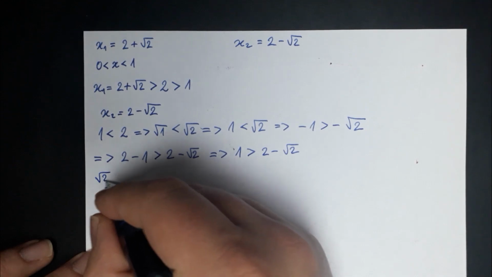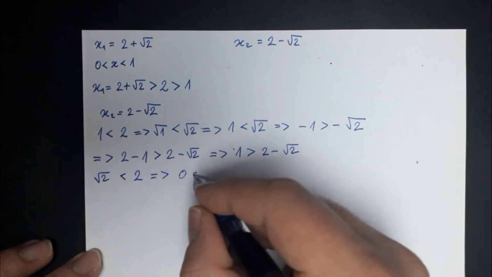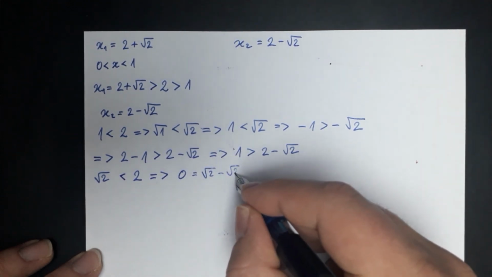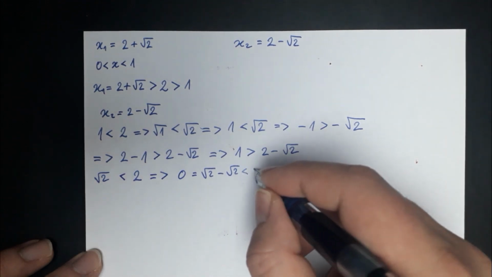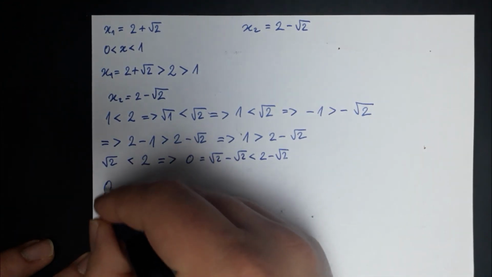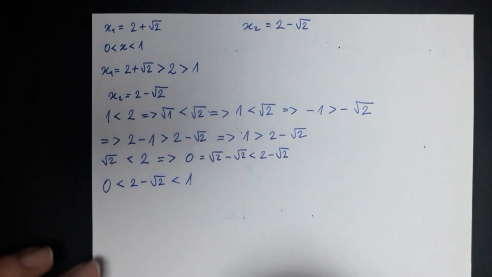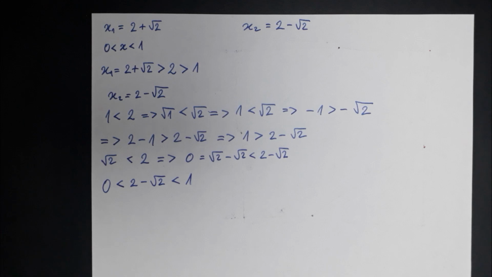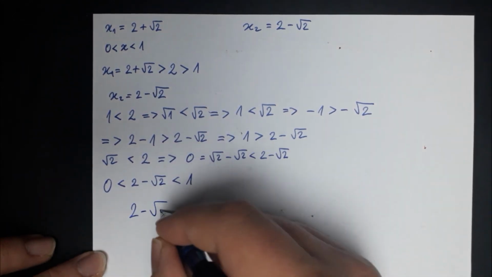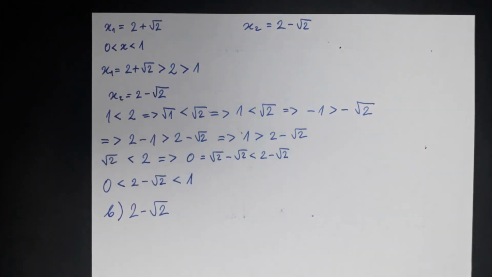We know that square root of 2 is strictly smaller than 2, and that means that 0, which is equal to the square root of 2 minus the square root of 2, is smaller than 2 minus the square root of 2. What we have now is that 0 is smaller than 2 minus the square root of 2, which is smaller than 1. And this satisfies our boundary condition. That means that 2 minus the square root of 2 is a solution to our problem. Let's just select that option B. And we are done with this problem.